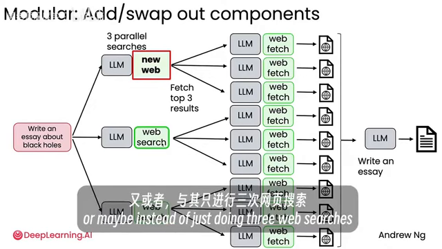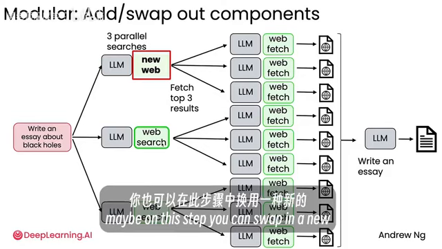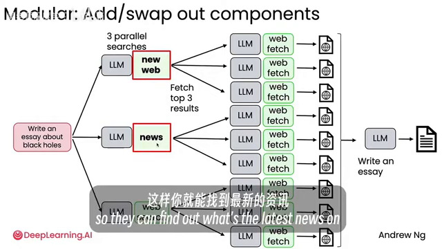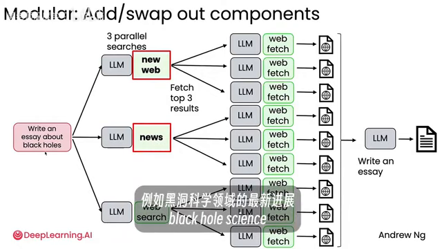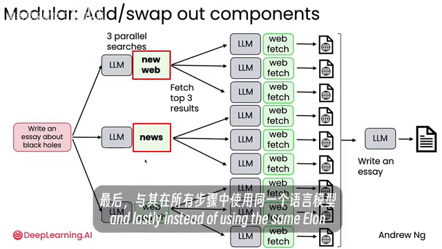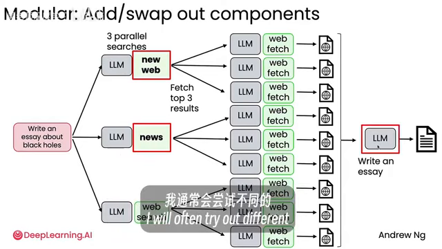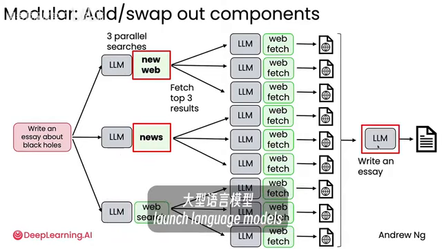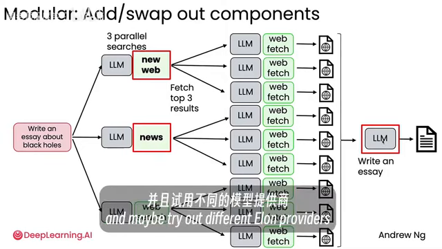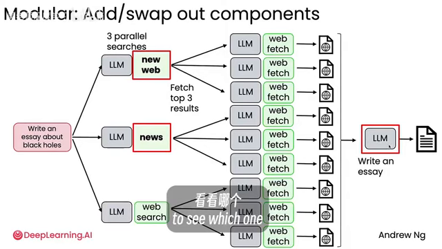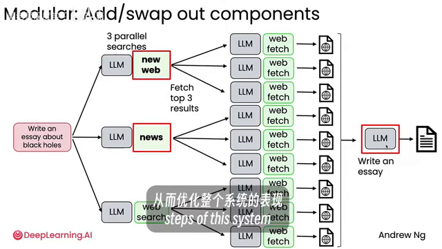Or maybe instead of just doing 3 web searches, maybe on this step, you can swap in a new news search engine so they can find out what's the latest news on recent breakthroughs in black hole science. And lastly, instead of using the same LLM for all of the different steps, I will often try out different large language models and maybe try out different LLM providers to see which one gives the best result for different steps of this system.